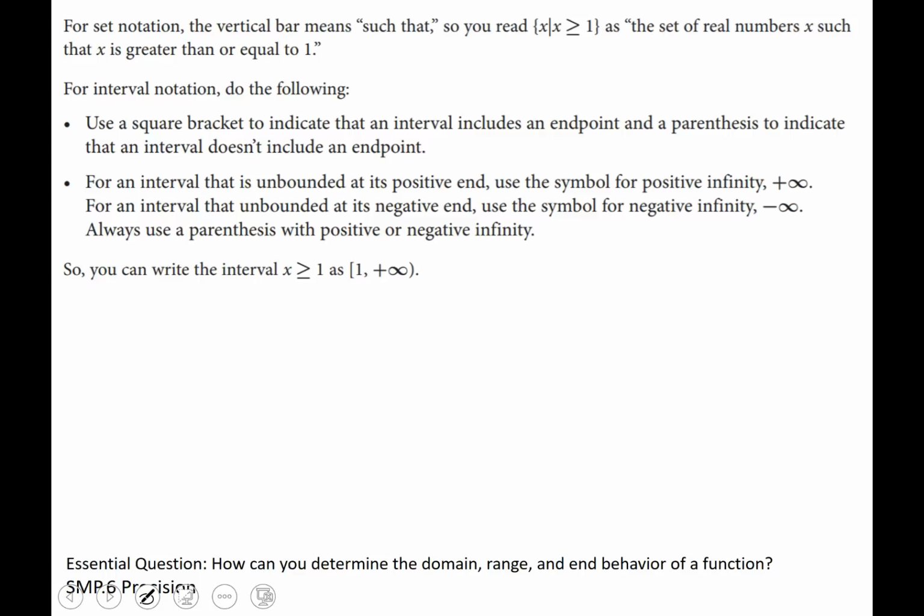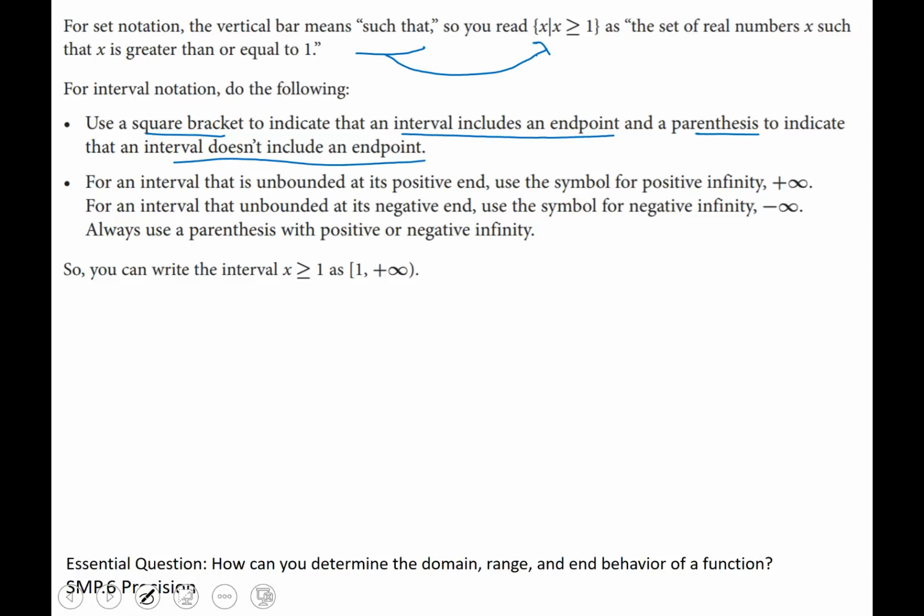Set notation: the vertical bar means such that. So you read this as the set of real numbers x such that x is greater than or equal to 1. For interval notation, we do the following. Use a square bracket to indicate that an interval includes an endpoint, and a parenthesis to indicate that an interval does not include an endpoint. So you might want to underline: square bracket, interval includes endpoint; parenthesis, interval doesn't include endpoint.